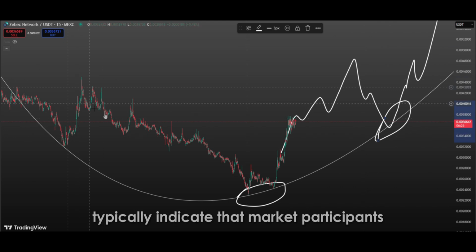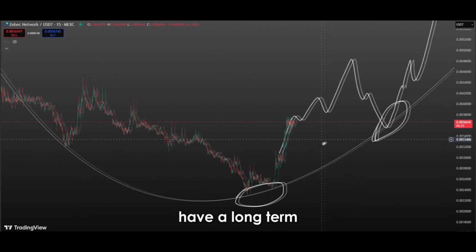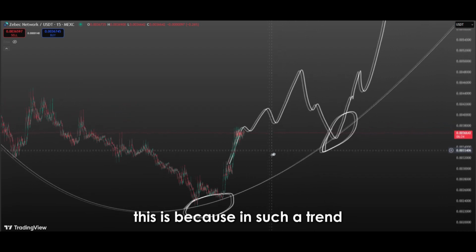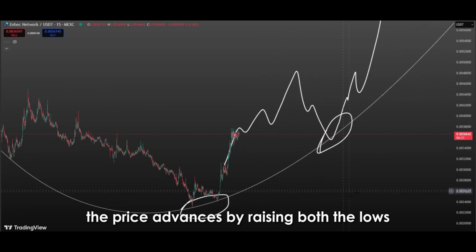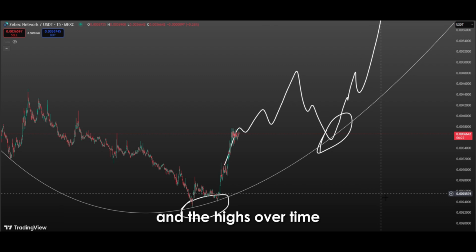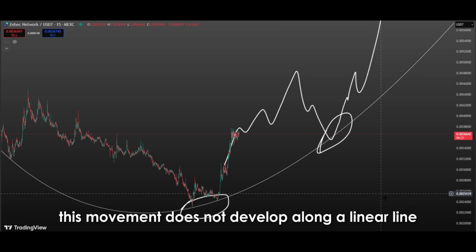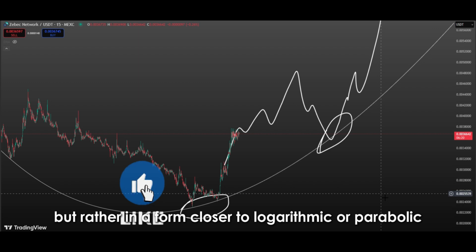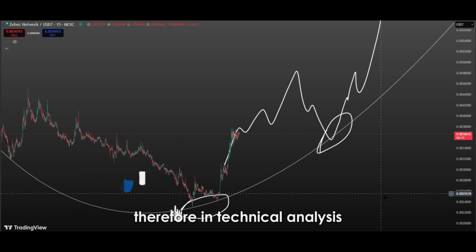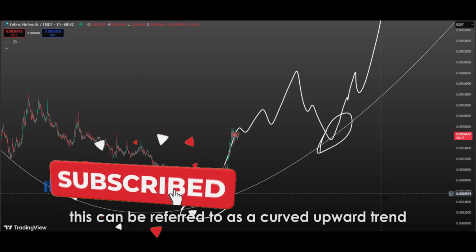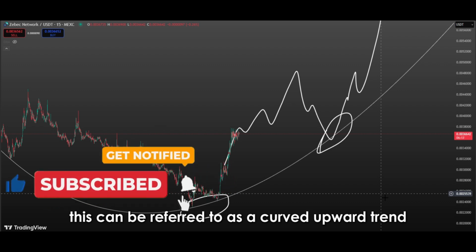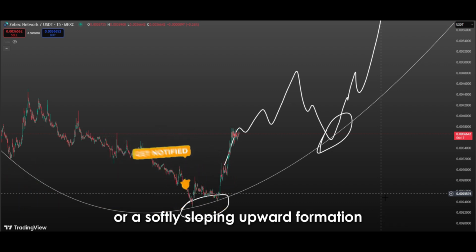These types of curves typically indicate that market participants have a long-term positive outlook. This is because, in such a trend, the price advances by raising both the lows and the highs over time. However, this movement does not develop along a linear line, but rather in a form closer to logarithmic or parabolic. Therefore, in technical analysis, this can be referred to as a curved upward trend, or a softly sloping upward formation.